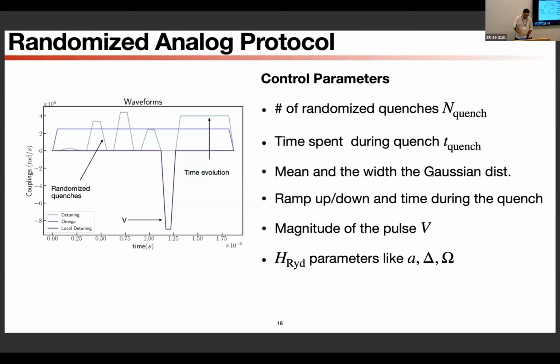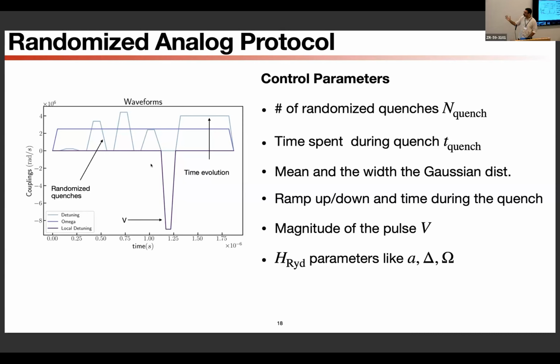Then you need to decide how many of these pulses you can fit during the 1 microsecond. And then experimental capabilities come in. We found that if you make these pulses more square-like, they behave better, but there are experimental limits. The fastest ramp up and ramp down we can do is actually 0.05 microseconds. So that's what we did.